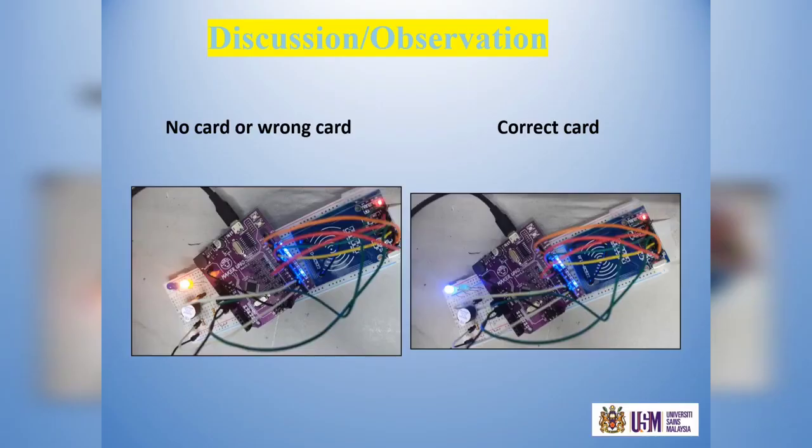So when the correct card has been detected from the first part of the previous video, the blue LED lights up. Also, the buzzer will sound. These two components help to notify the user that the correct card has been detected. When no card or the wrong card has been scanned, the yellow LED will continue to light up and the blue LED and the buzzer will not sound.